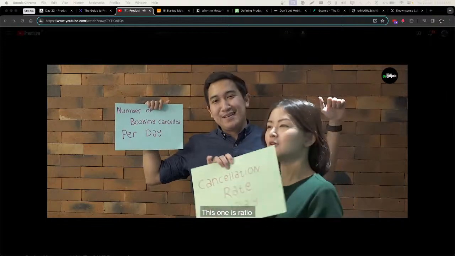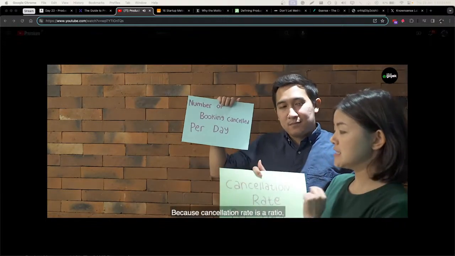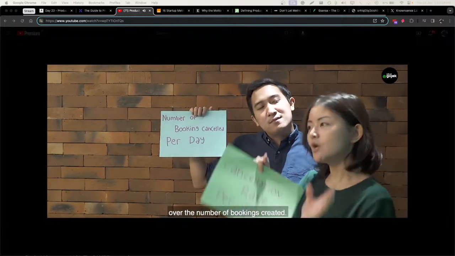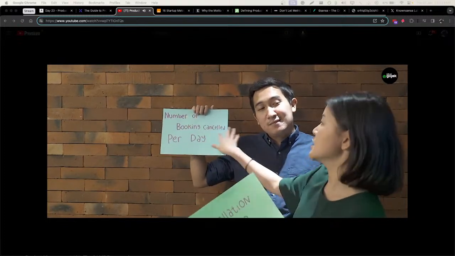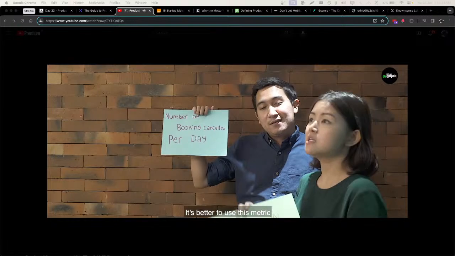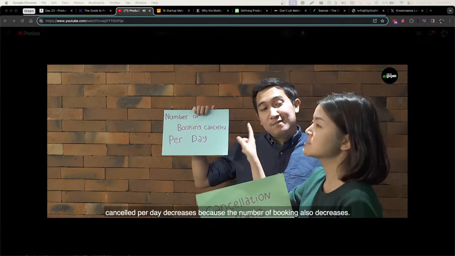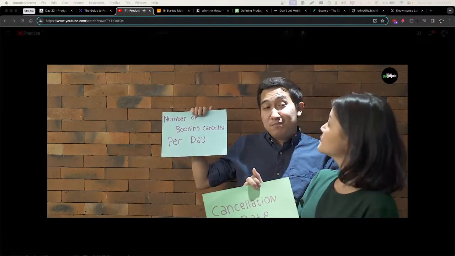Yang ini yang rasio dan yang itu yang magnitude. Karena cancellation rate sendiri adalah sebuah rasio, which is the number of booking cancel over the number of booking created. Nah, sedangkan ini yang saya ngomongin sendiri number of booking cancel. Lebih baik sih use metrics yang ini. Kenapa? Karena mungkin aja number of booking cancel itu menurun, tapi karena emang booking creatednya juga menurun. Yeah, that is correct.